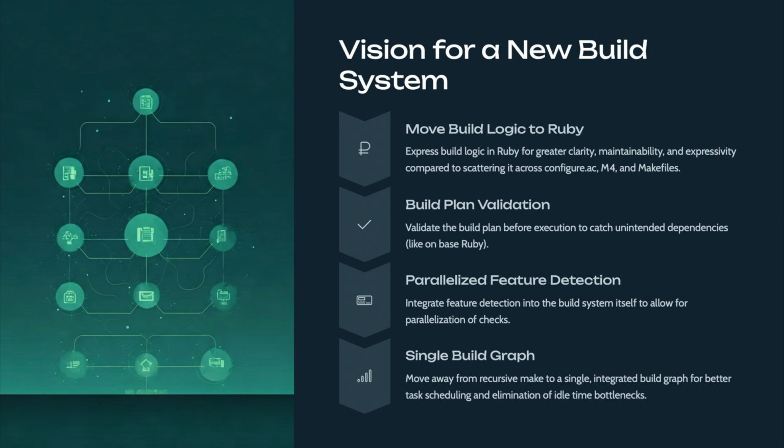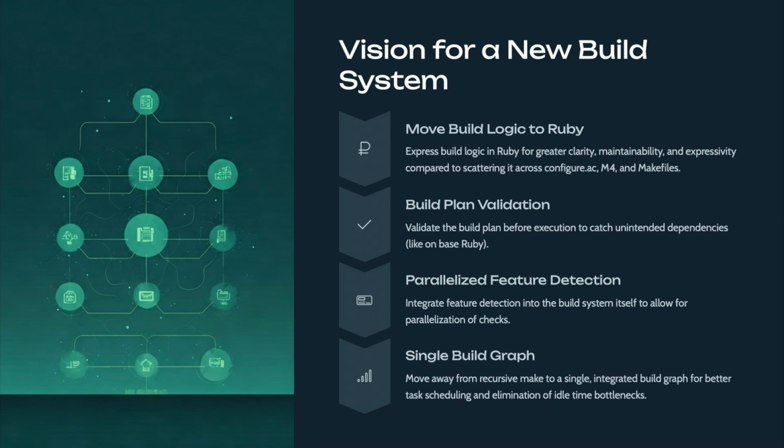Parallel checks. Nice. And crucially, it aims to build a single, comprehensive build graph for the entire process, moving away from that recursive make structure we discussed. A single graph. Right. This allows for global optimization of task scheduling. You can see all the dependencies at once and figure out the best order to run things, potentially reducing that idle time significantly and improving parallel execution.